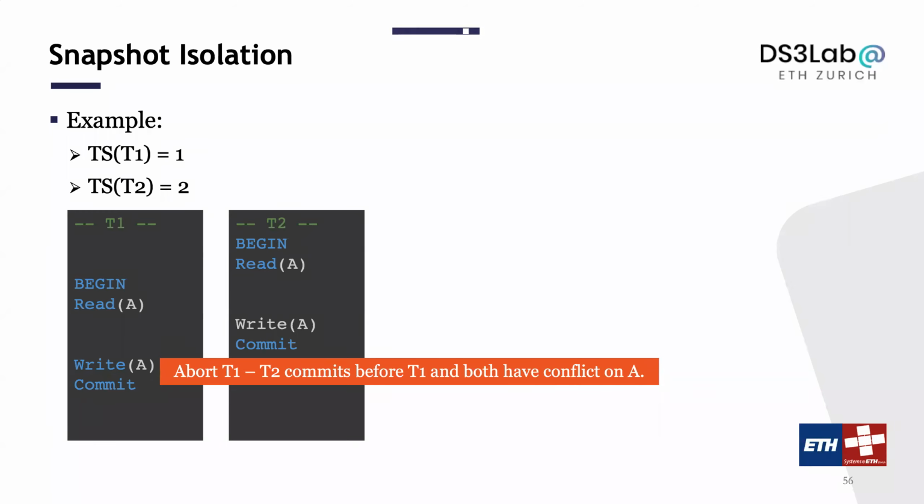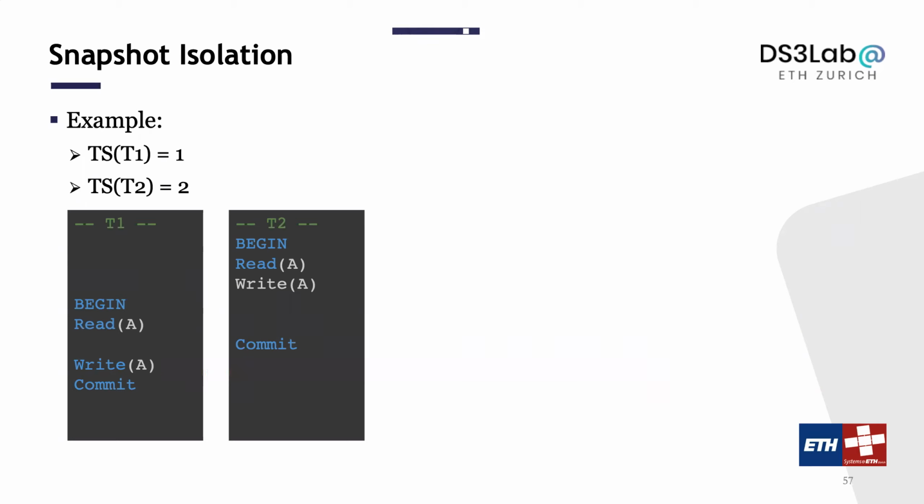In this case, the timestamp of T1 is smaller than the timestamp of T2. So T1 is the past, T2 is the future. The future committed, I cannot overwrite it. So whenever T1 wants to update A and commit, I'm going to abort T1. You cannot overwrite the future.